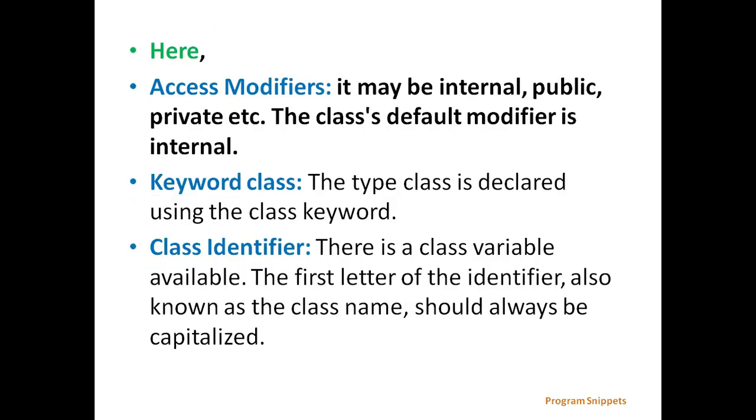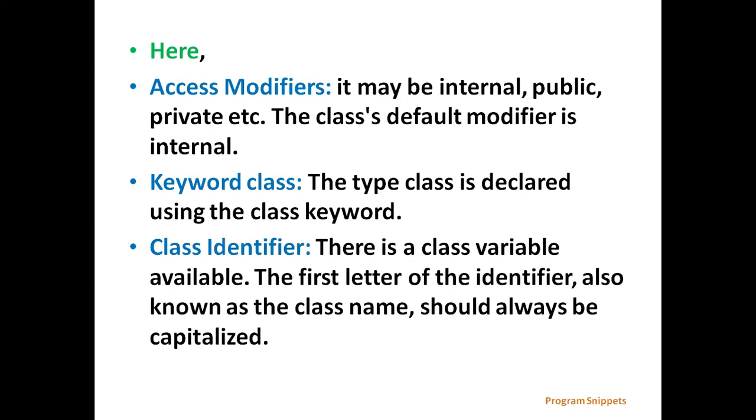Here, access modifier may be internal, public, private, etc. The class default modifier is internal. Then keyword class. It is a type class which is declared using the class keyword. Class identifier is the class name available. The first letter of the identifier, also known as class name, should always be capitalized.